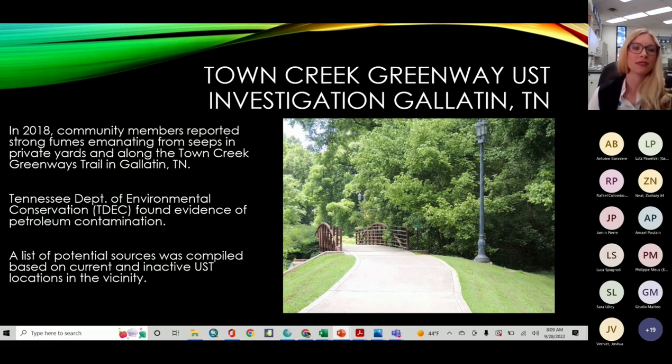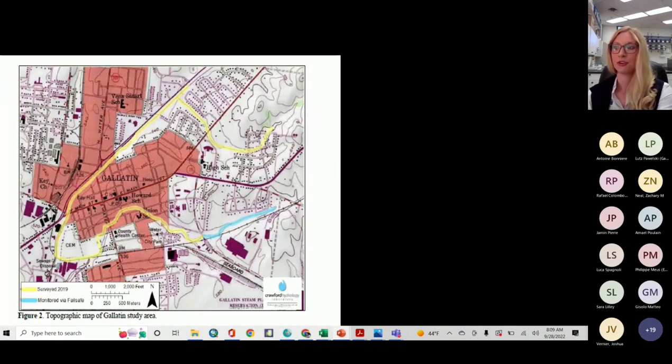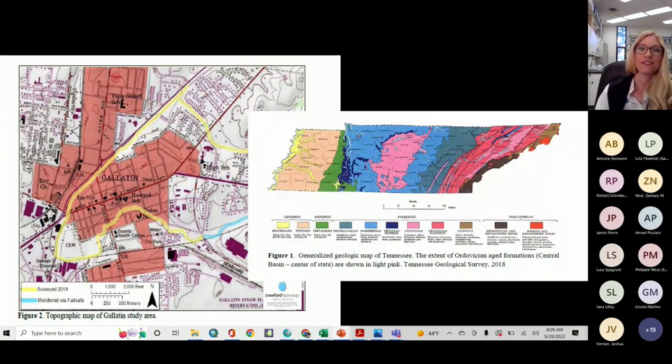And so TDEC compiled a list of potential sources based on current and inactive underground storage tank facilities in the area. So here we had an urban setting with all the associated urban features to consider: stormwater drains, utility lines. There was significant rerouting of natural surface flow, and all of these things can impact groundwater movement in the area and make it a little bit more difficult for us to understand what's going on.